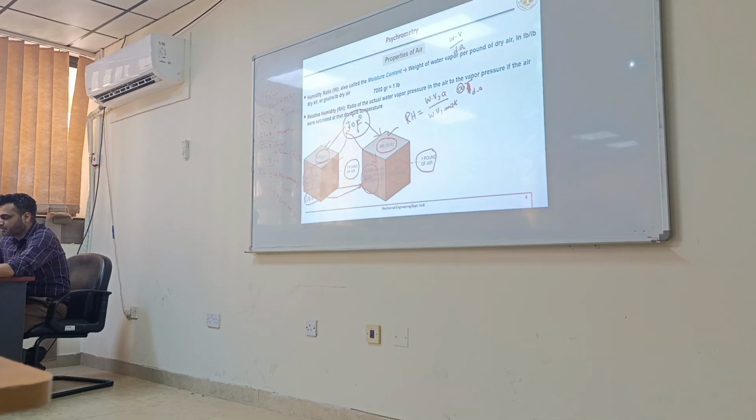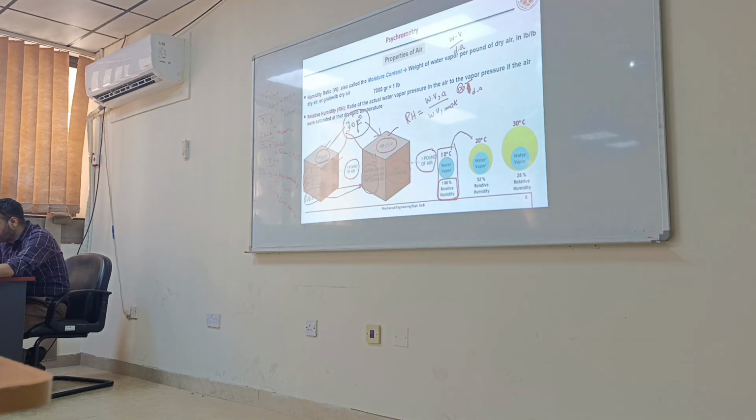Okay. For example, now here, see, this water vapor at 10 degrees Celsius is 100% relative humidity. What does this mean? This is the maximum amount of water vapor this air can hold.